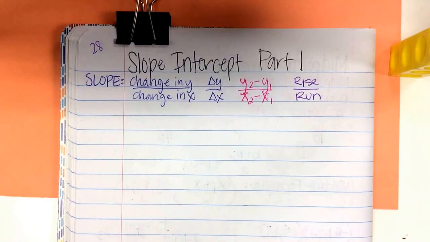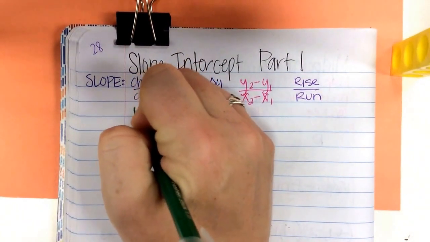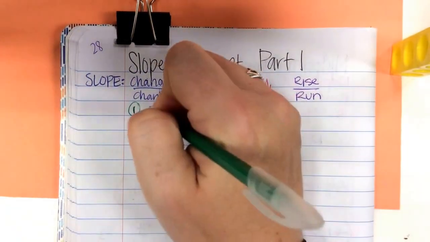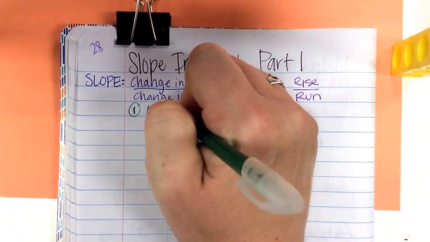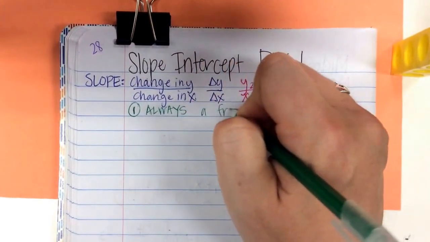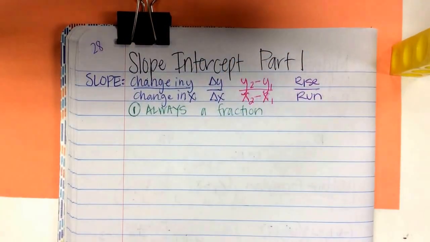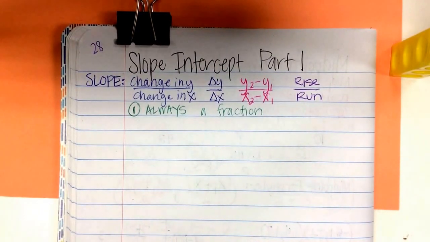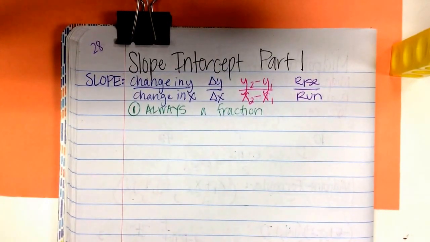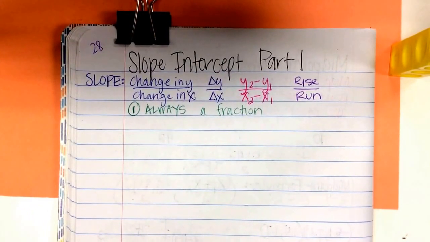Three things you should remember about slope. 1, it is always a fraction. But what if it's not a fraction? I just contradicted myself. What if it's not a fraction? Emma? Make it into 1. If it's 5, how do you make it into a fraction? 5 over 1. Slope is always a fraction.